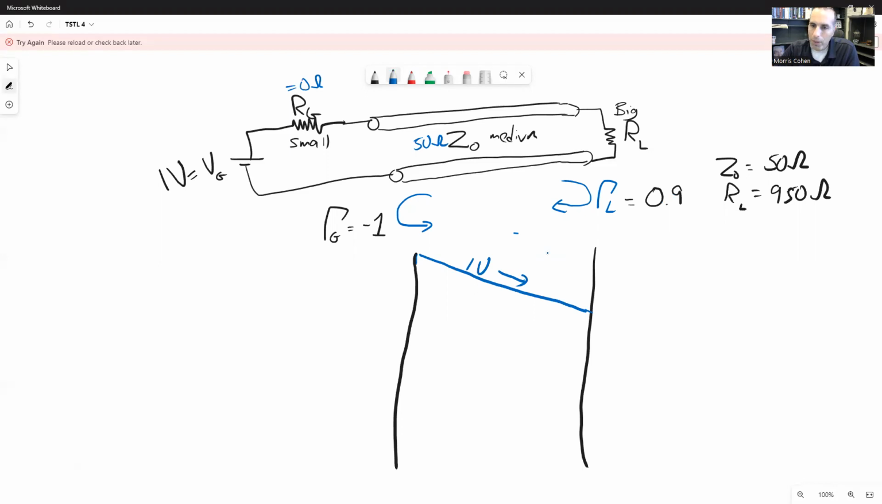When it reaches the load, we're going to get a reflection. It's going to work backwards. The reflection is going to be moving in the negative direction. And we're going to take that 1 volt and we're going to multiply it by 0.9. So this will be 0.9 volts right here.